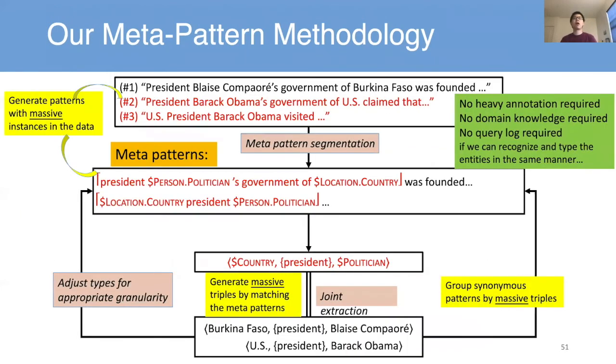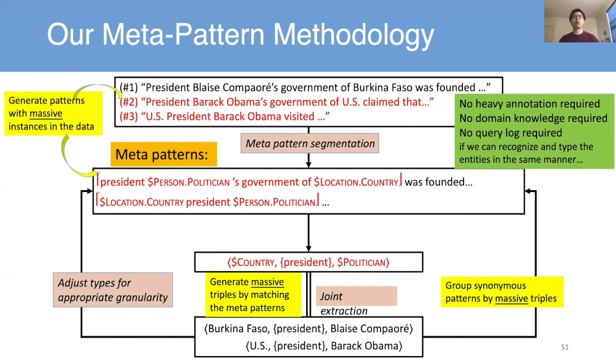So in this meta pattern methodology, we propose to mine the meta patterns together with the instances. There's no heavy annotation required, no domain knowledge required, and no query log required. What we need here is only the raw corpus and some existing knowledge base or dictionary for us to generate some distant supervision. So we are going to do some meta pattern segmentation at the type level. It's very similar to what we have done in AutoPhrase. It's similar to phrasal segmentation, but just at the type level.